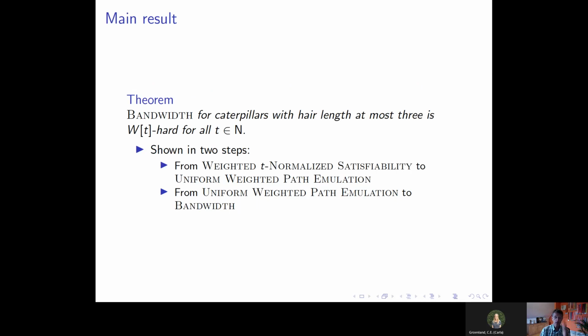So our main result is that bandwidth for caterpillars with hair length at most 3 is W[t] hard for all the classes W[t], for all integers t. And we show this in 2 steps. We first go to an intermediate problem called uniform weighted path emulation and prove hardness starting from weighted t-normalized satisfiability. And then from the uniform weighted path emulation, we go to bandwidth.